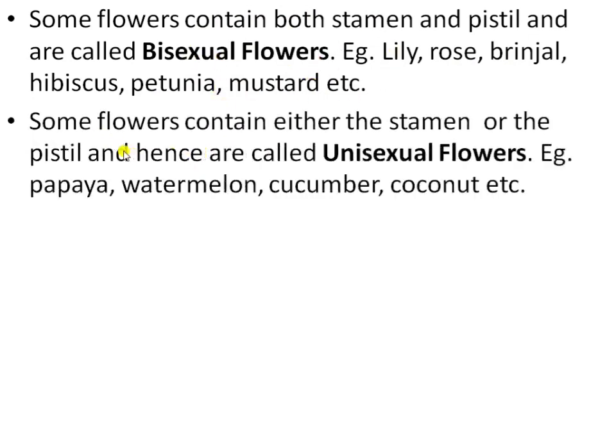Next is the unisexual flower. Uni means one and sexual refers to the reproductive parts. A flower that has only one reproductive part, either only the stamen or only the pistil, is called a unisexual flower. For example, papaya, watermelon, cucumber, coconut. In a male flower only the stamen is present. In a female flower only the pistil is present. Male and female flowers may be present on the same plant.